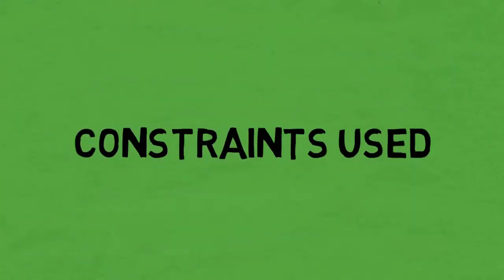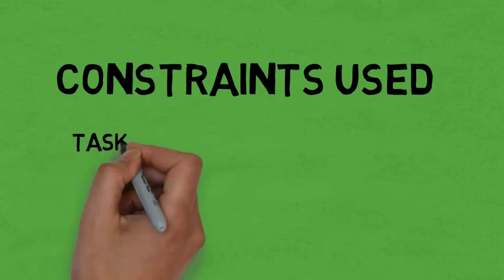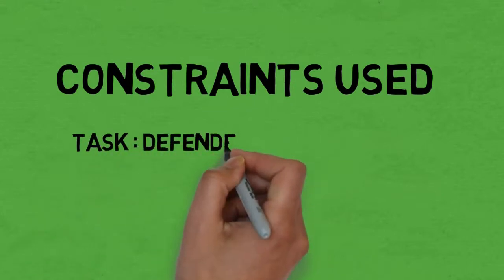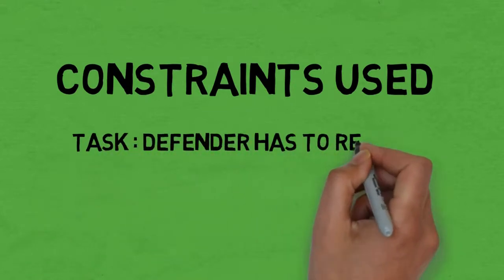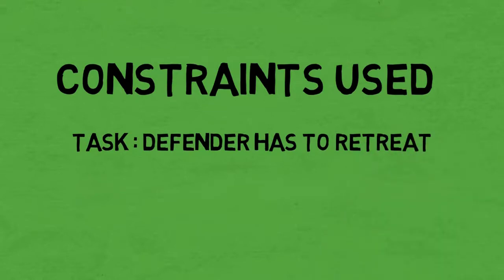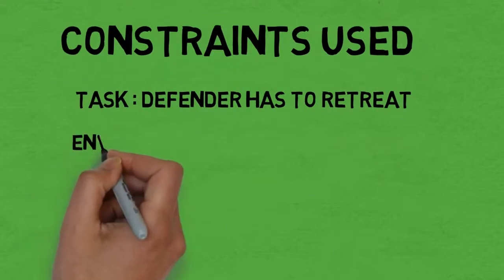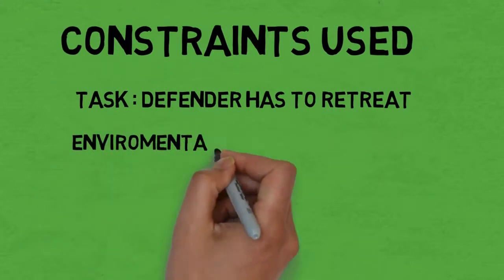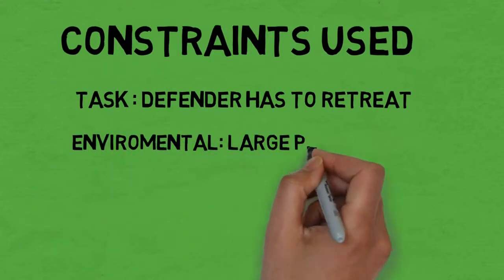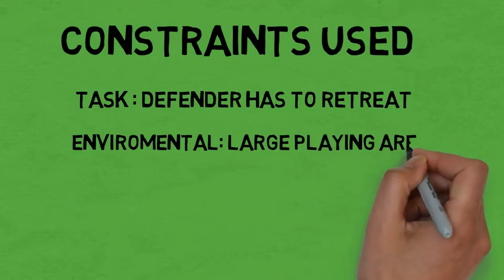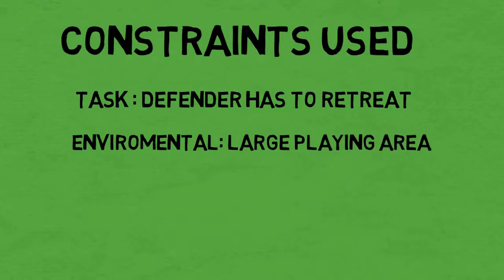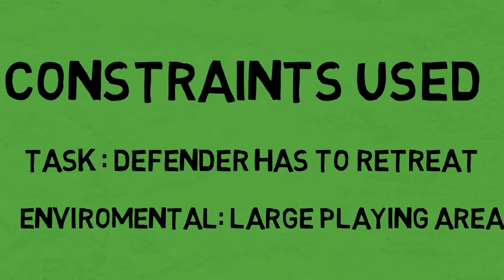During game one, we manipulated two constraints, task and environmental. The task constraint was that defenders had to retreat back to their try line. This removed them from their defensive line, which should have given the attackers more space to attack. The environmental constraint was that we used a large area. This had two effects. This made it harder for the defense to reach the attack, but also it made it easier for the attack to go round the defense because they had the space to do so.